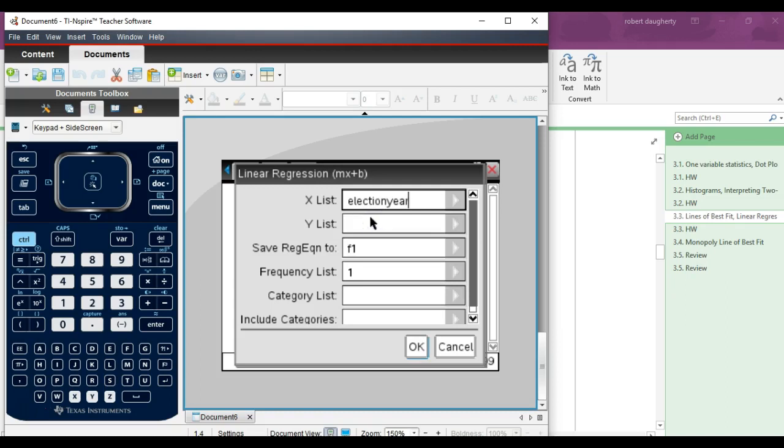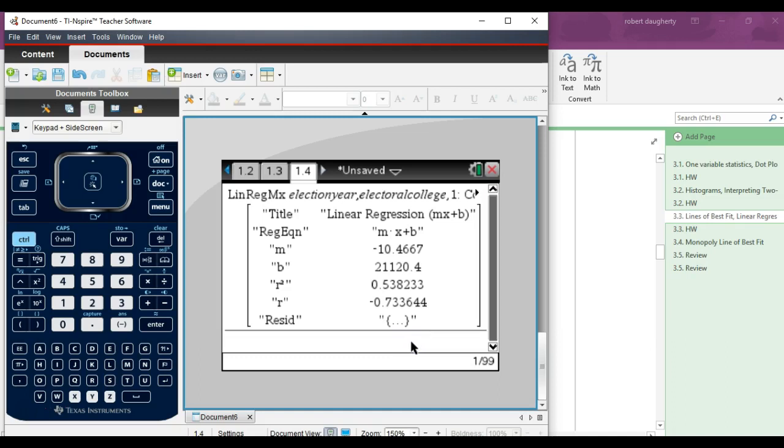The year. What were my y values? Electoral college. So I do that, and that comes back and tells me, here was this line, mx plus b. M was -10, that's my slope. The y-intercept, we just found that a moment ago.